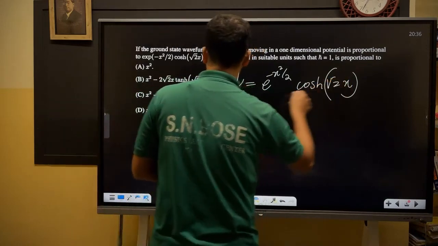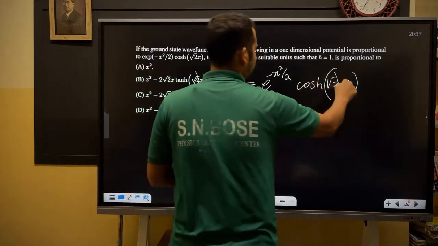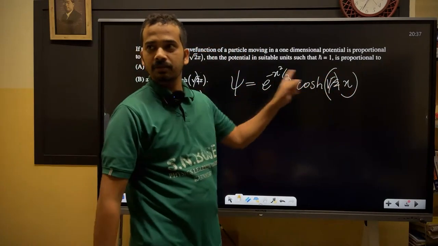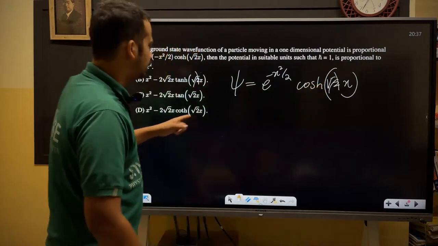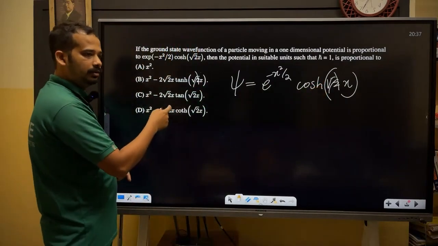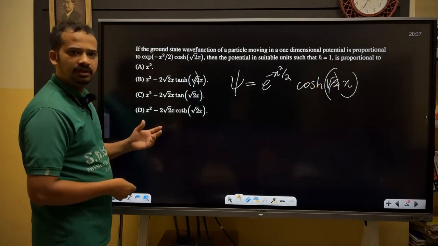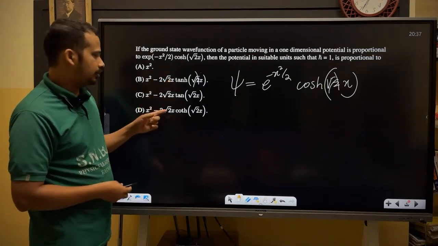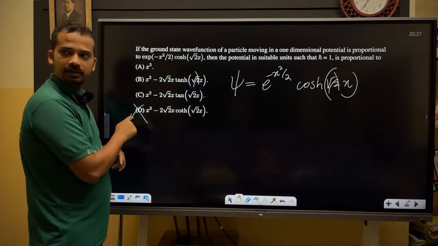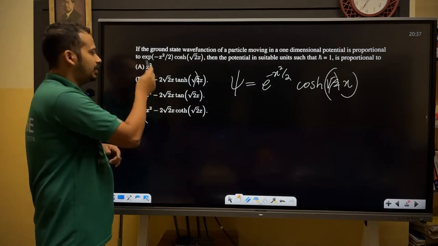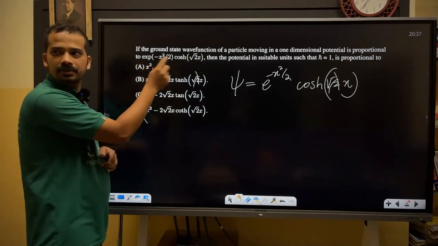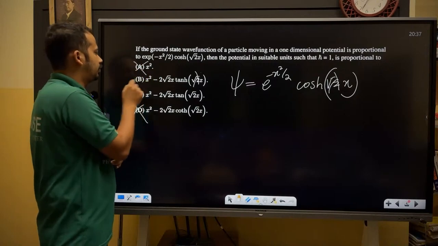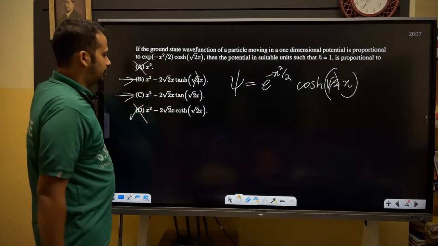Suppose this root 2 was lambda. If lambda equals 0, this is the harmonic oscillator wave function, isn't it? Then coth 0 is infinity, am I right? Tanh 0 is 0. This is infinity. I can remove this one. I know that it cannot be x square; it should have one more factor. I can remove this one.